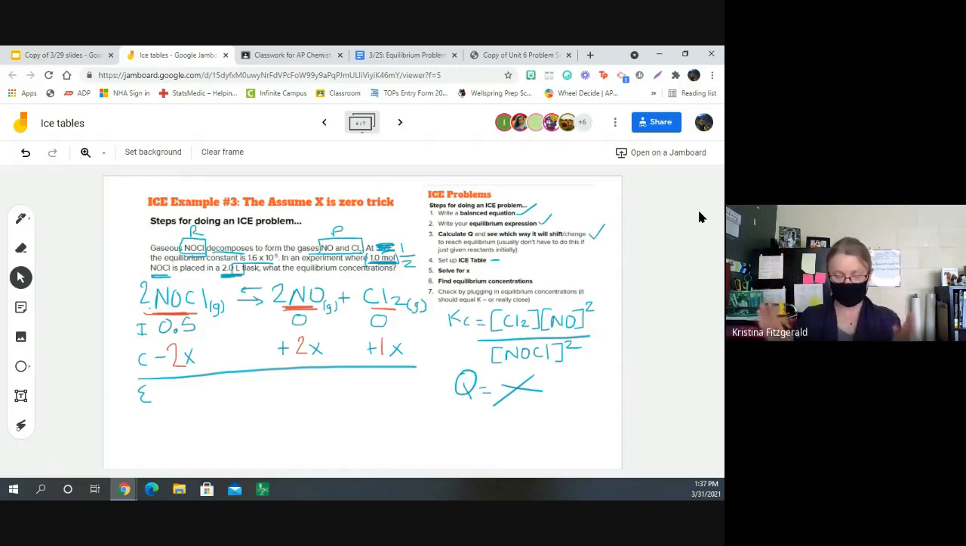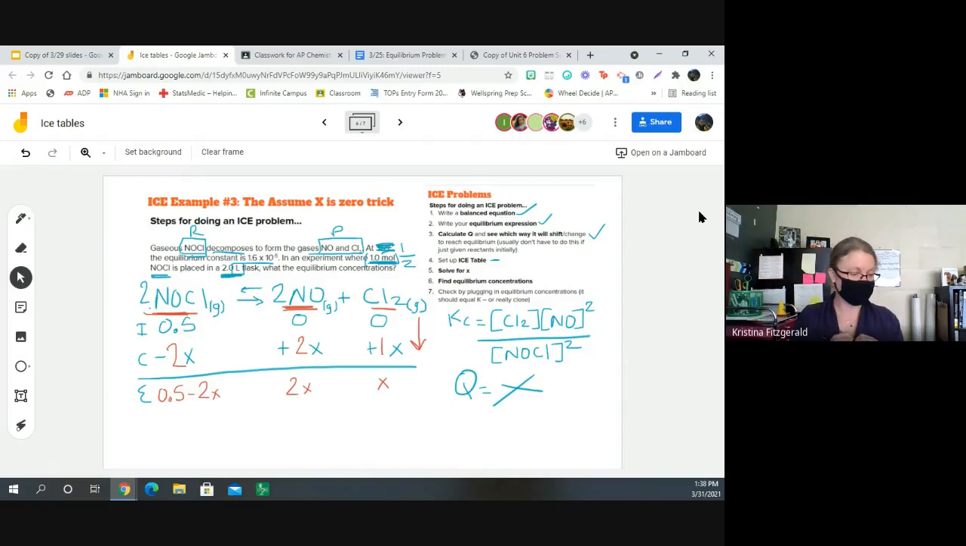Okay. Now I have to write what's at equilibrium. So I know I had 0.5 of these minus 2x. That's going to be the result in that column. In this column, 0 plus 2x, I'm going to end up with 2x. And here, 0 plus whatever change, I'm going to end up with an x.